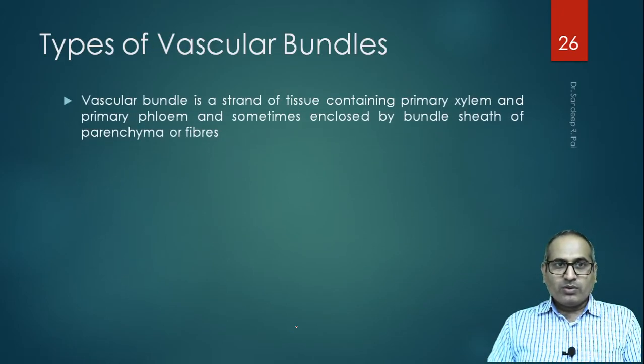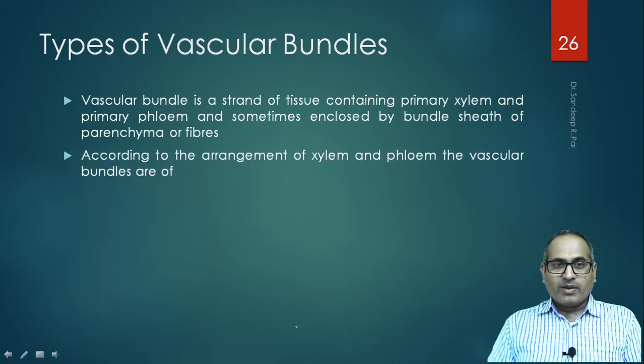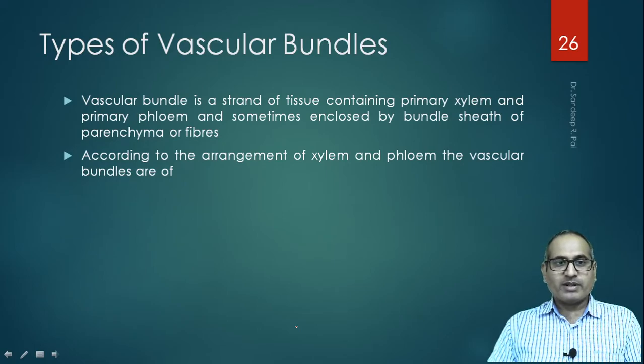Now we will move on to see types of vascular bundles. A vascular bundle is a strand of tissue containing primary xylem and primary phloem, and sometimes enclosed by a bundle sheath of parenchyma or fibers.